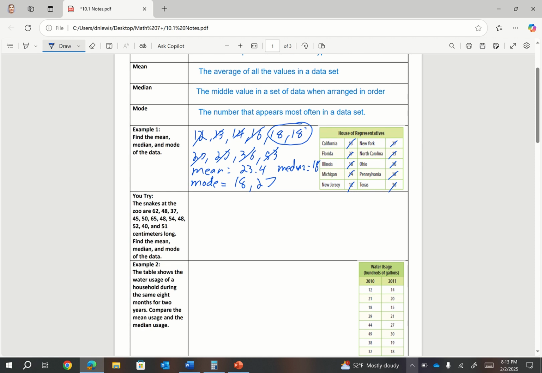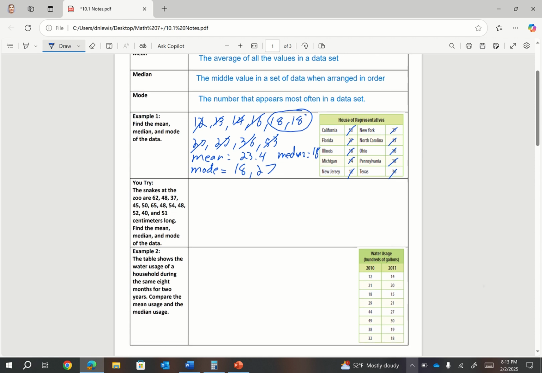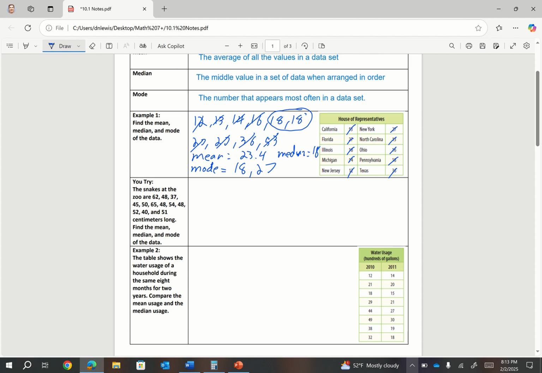All right, pause the video. Go ahead and try this on your own. You can move around, work with a partner. Okay, the snakes at the zoo are 62, 48, 37, and so on, centimeters long. Find the mean, median, and mode of the data.